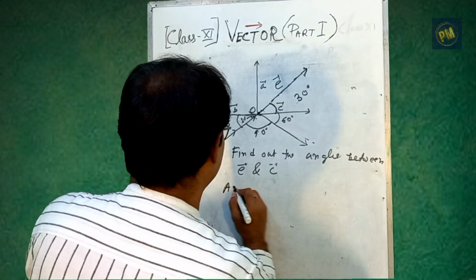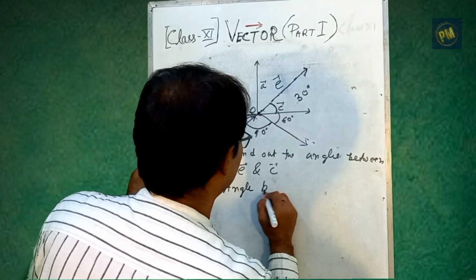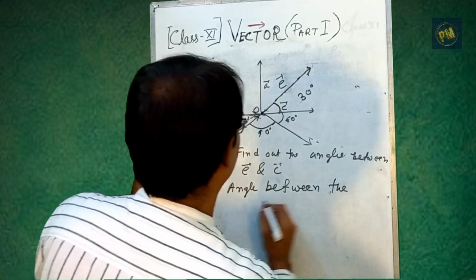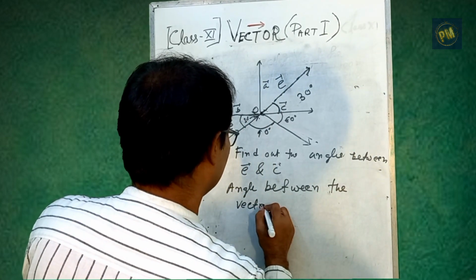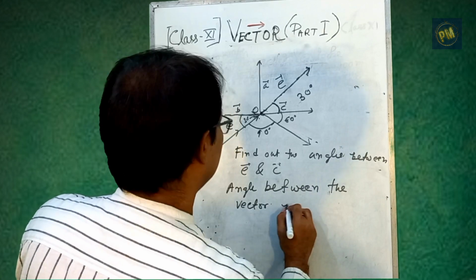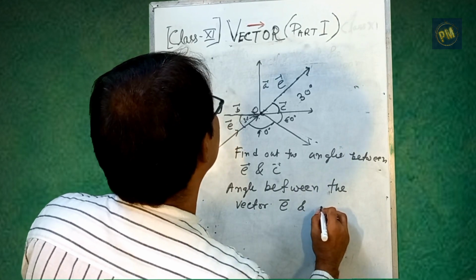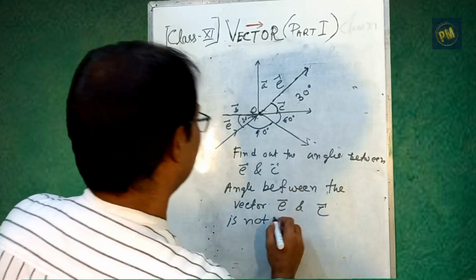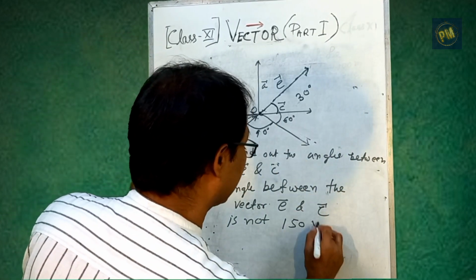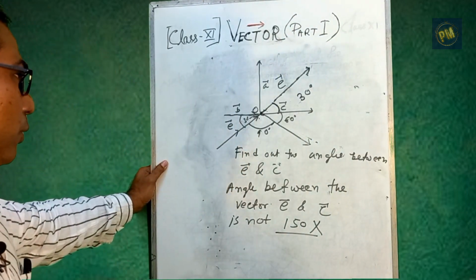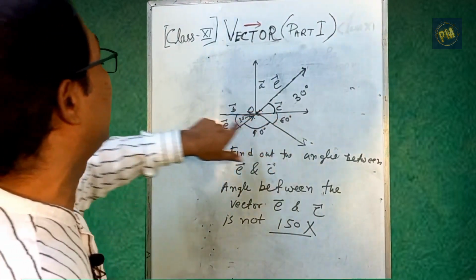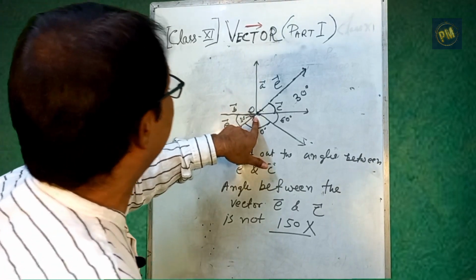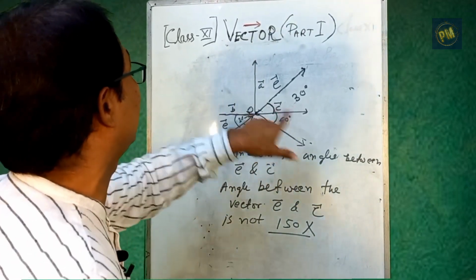So the angle between the vector E and C is not 90 plus 60, not 150. This is the wrong answer, because this is not the angle. Because the head and tail of the other vector is joined here.